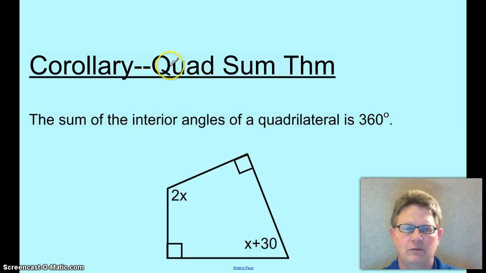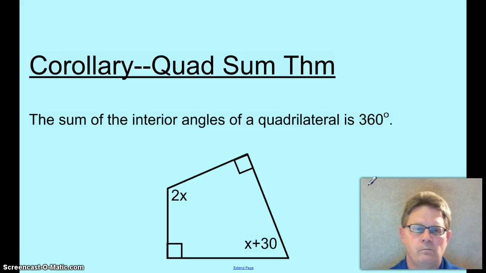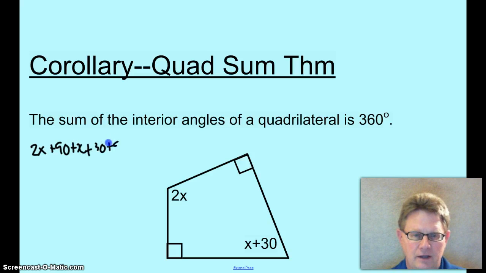And this is the quad sum theorem, a lot like the triangle sum theorem. The triangle sum theorem says that the sum of the interior angles is 180. This says the sum of the interior angles of a quadrilateral is 360. So looking at this picture here, we would say that 2x plus 90 plus x plus 30 plus 90 equals 360.